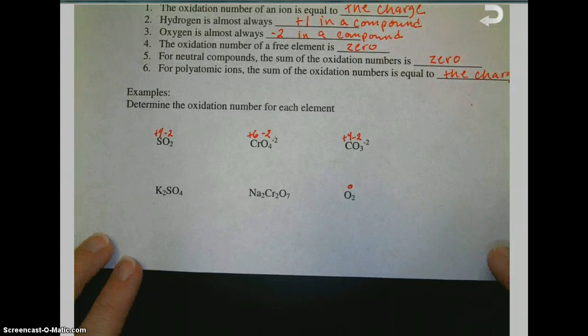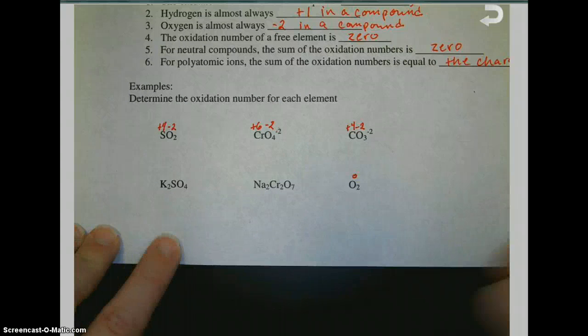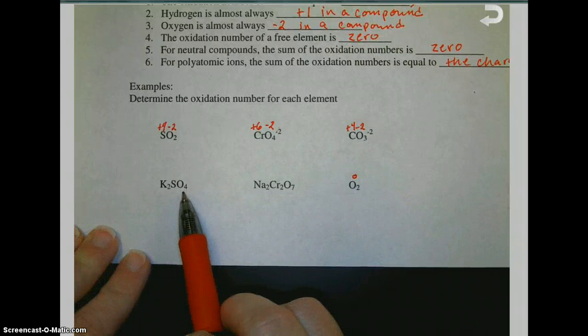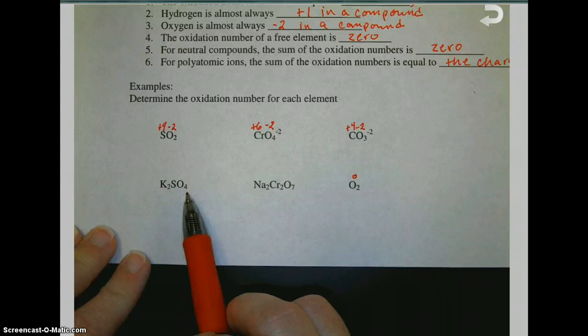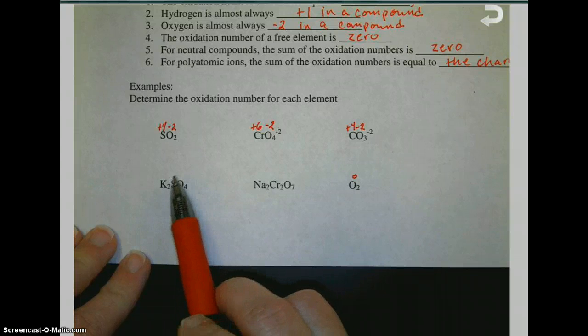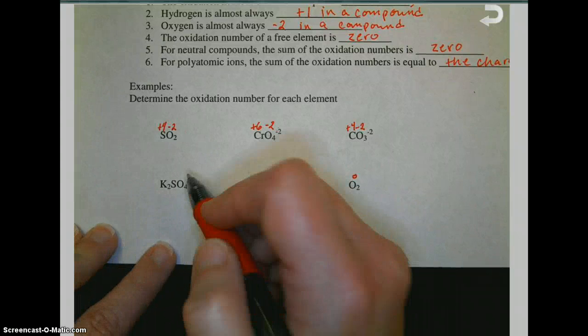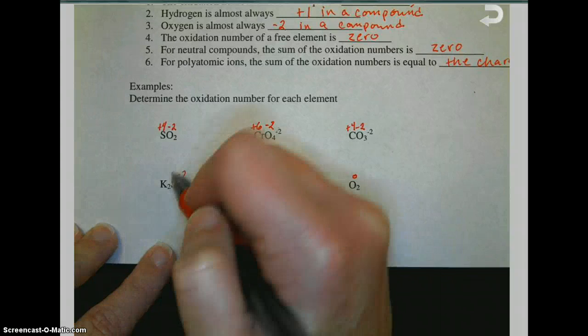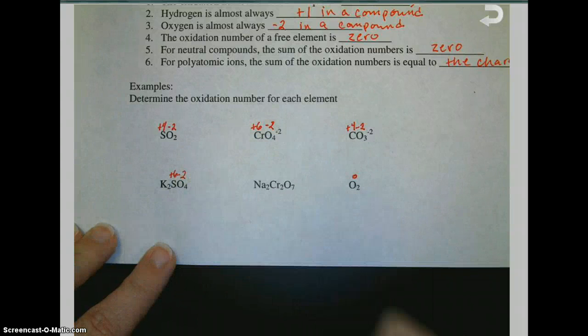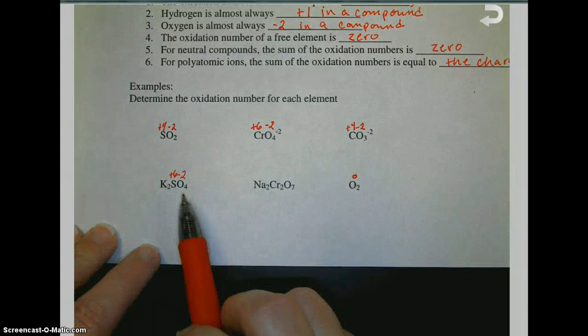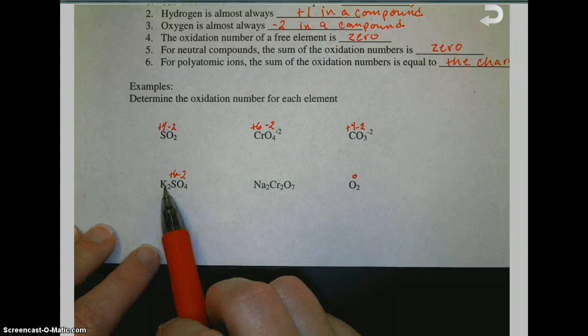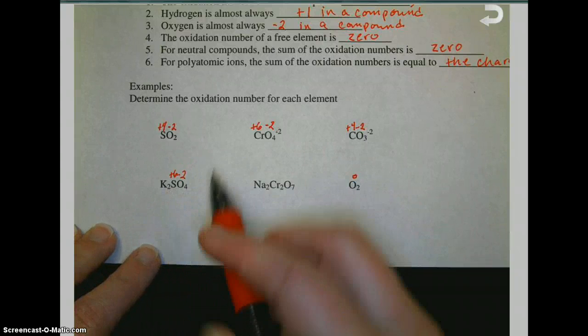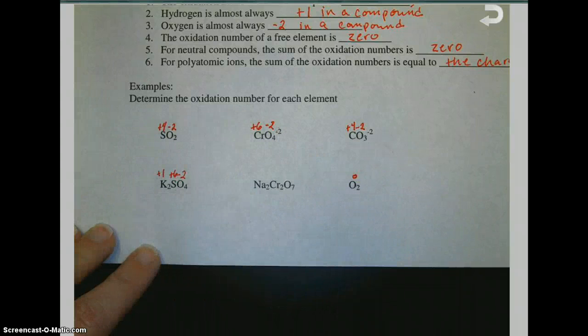Now, let's look at these compounds. So in this compound, we have sulfate, and sulfate has a charge of -2, which means the total oxidation number for sulfate has to add up to -2. So O times 4 is -8. That means the sulfur has to be +6, okay? Now, to cancel the -2 of the sulfate, the 2 potassiums have to add up to +2, so each potassium is +1.